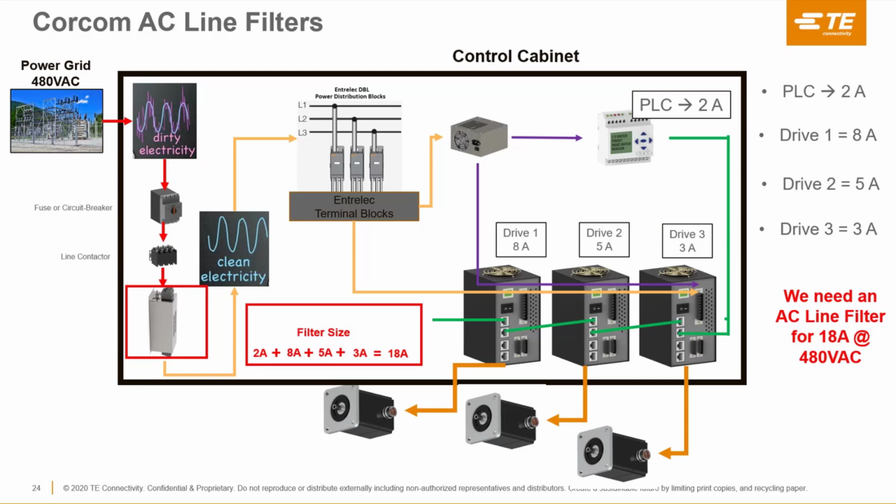In this case, we have a PLC that's 2 amps. Drive 1 is pulling 8 amps, drive 2 is pulling 5 amps, drive 3 is pulling 3 amps. So essentially, you need a 480 volt filter that can handle 18 amps. That's how you size a filter.